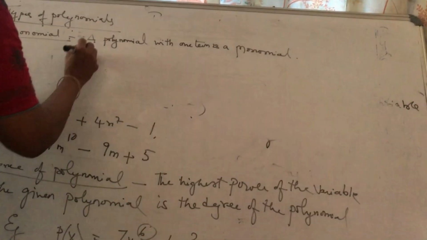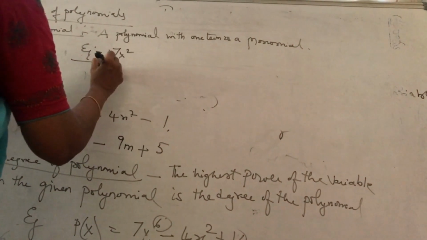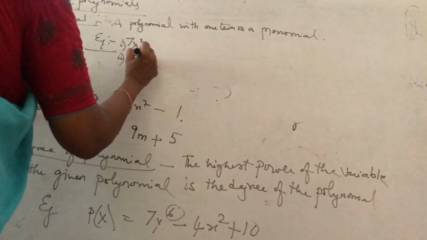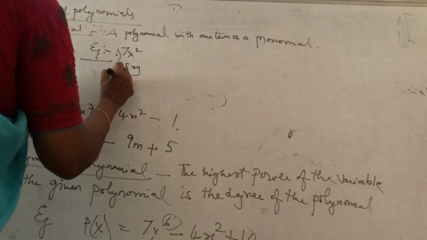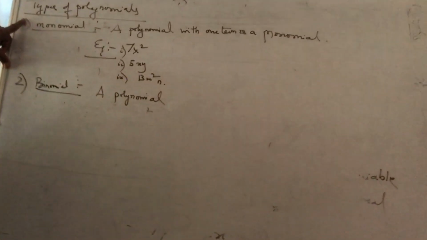One term: 7x squared, 5xy. Coming to the types of polynomials, girls.